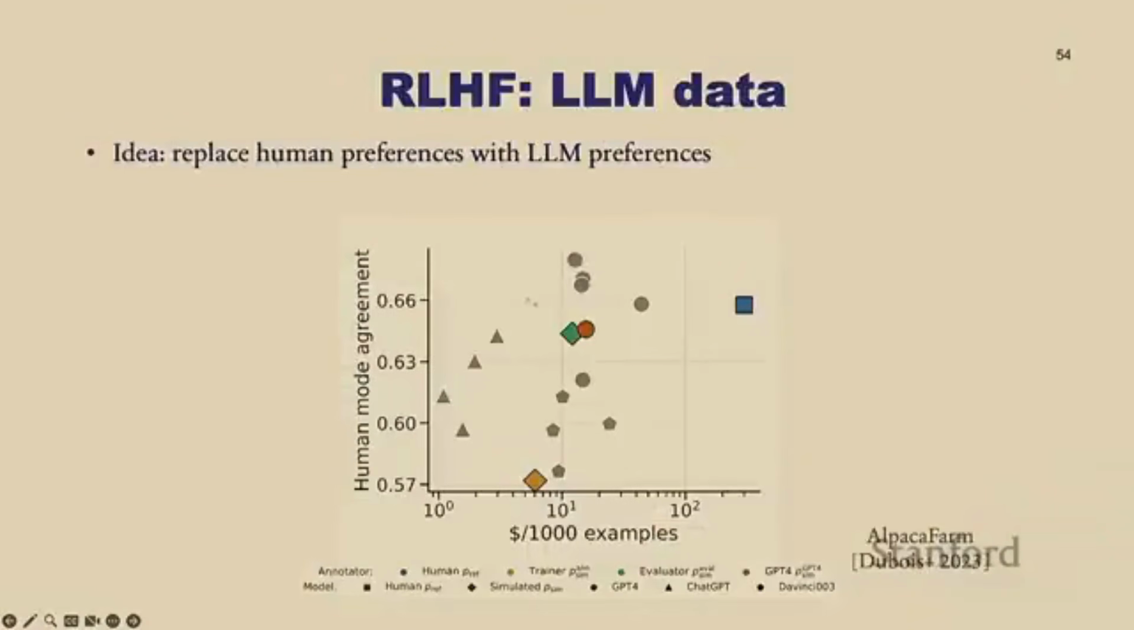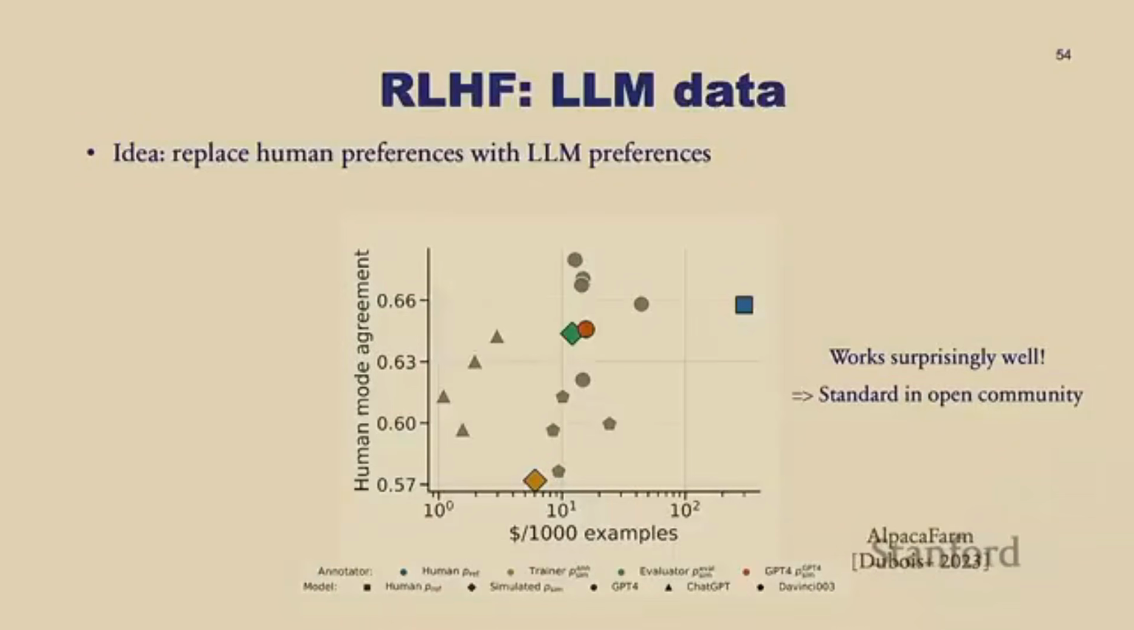And here I just showed many different models. And basically, you see that models are much cheaper, and they can actually get higher agreement with the mode of humans than humans themselves. And the reason why is because humans have a lot of variance, models have no variance. So they might be a little bit more biased, but have less variance. So it works surprisingly well, and now it's kind of the standard in the open source community.